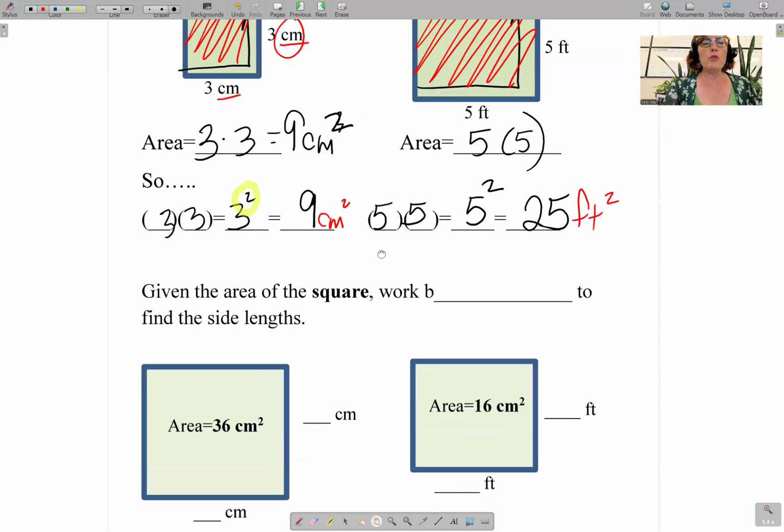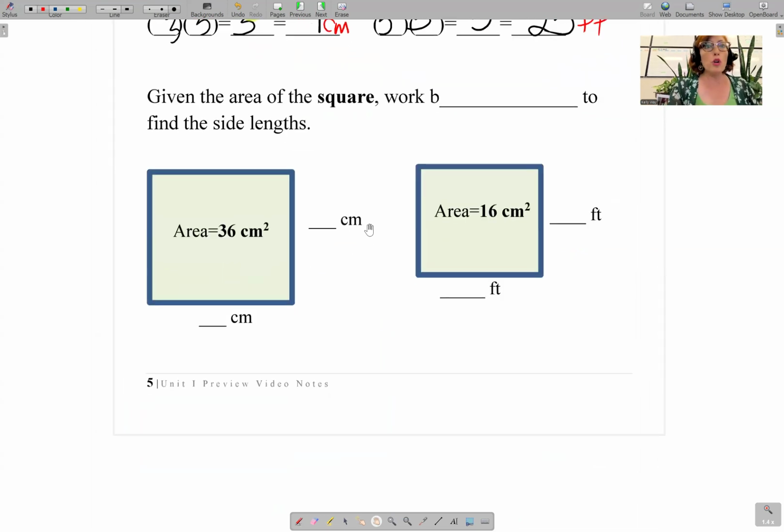Now, you're going to be given a square. You're going to work backwards. Or the fancy name there would be inverse. What is the inverse operation of squaring? And the inverse operation is square rooting.